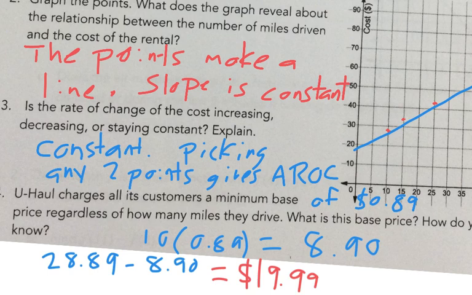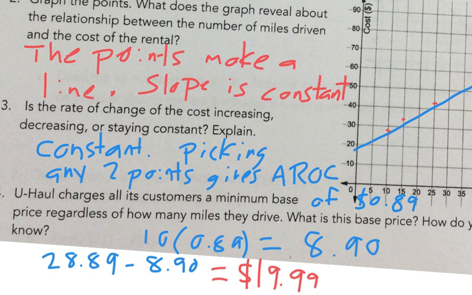Are there questions about how I came up with that? Yes? So the very first point I know is after I drove 10 miles, it cost me $28.89. And I know by finding the average rate of change, it's costing me 89 cents per mile. So how much did I get charged per mile in that first 10 miles? Well, I could take the 89 cents per mile, multiply it by 10. That means I was charged $8.90 total for the first 10 miles. So if I took that off of the total cost, that's going to give me the initial starting price.